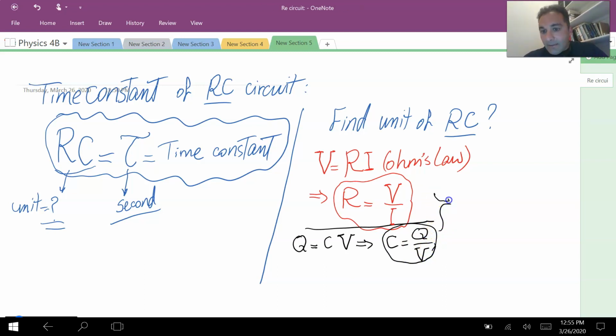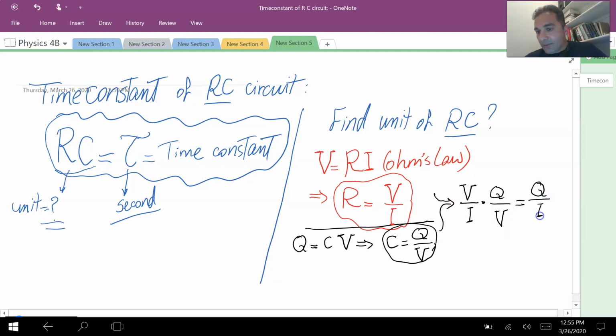Now, these two, if we multiply them, because we want to find RC, if we say voltage divided by I times Q over V, this V with this V cancel, so the answer becomes Q over I.